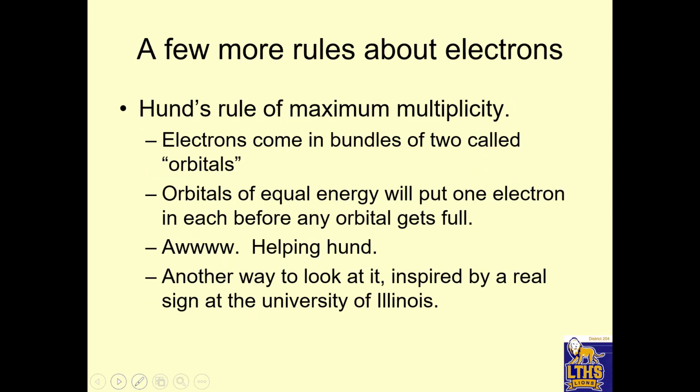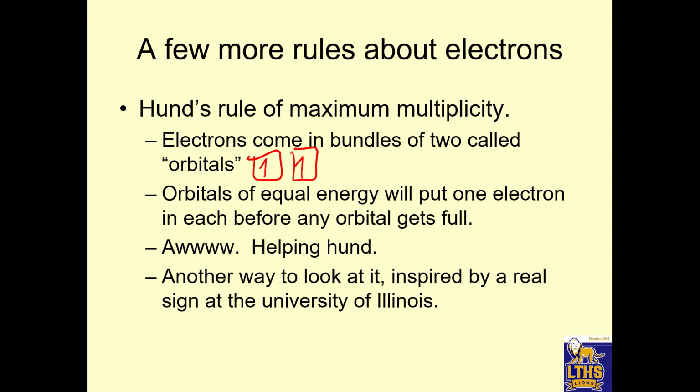A few more rules about electrons. Man, these get crazy. Hund's rule of maximum multiplicity. Electrons come in bundles of 2 called orbitals. For us, they look like boxes. Orbitals of equal energy will put 1 electron in each before any orbital gets full. So I call this helping Hund. That means if I have 2 orbitals and I'm putting electrons in them, the first one is up, the next one goes in the other one, you share it.